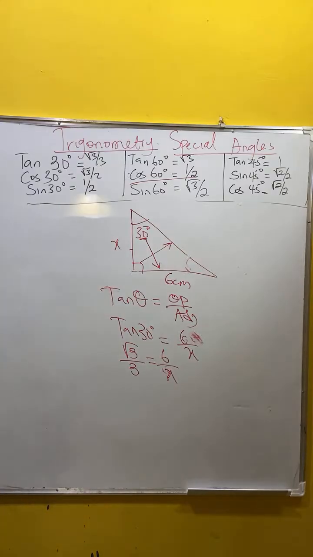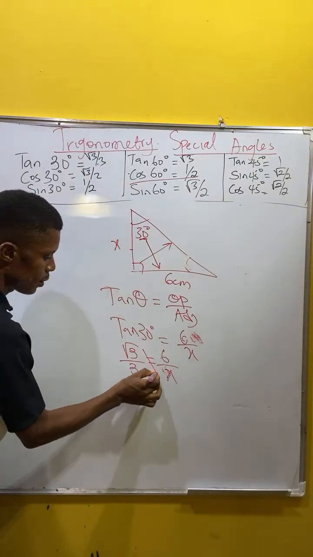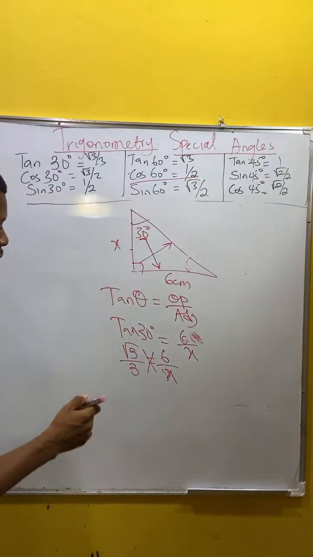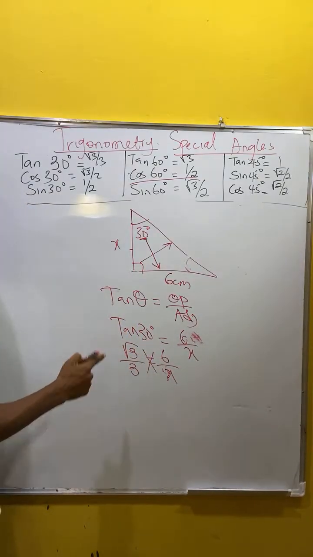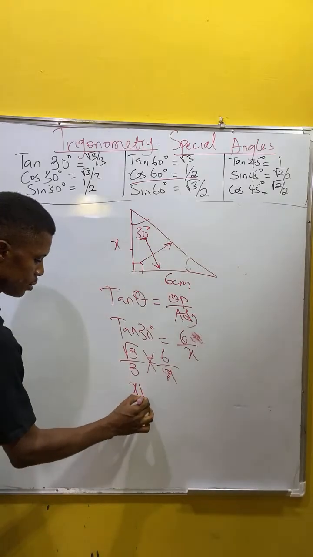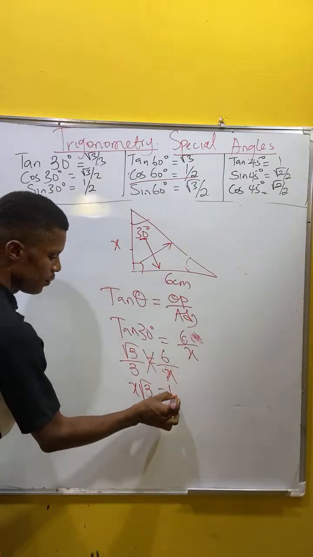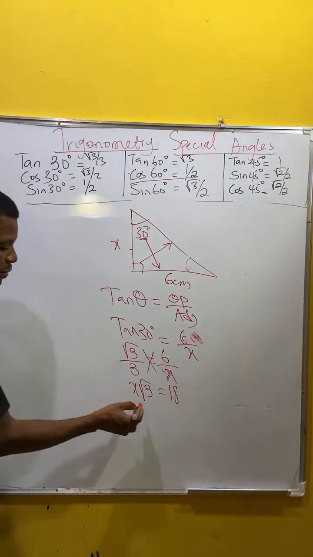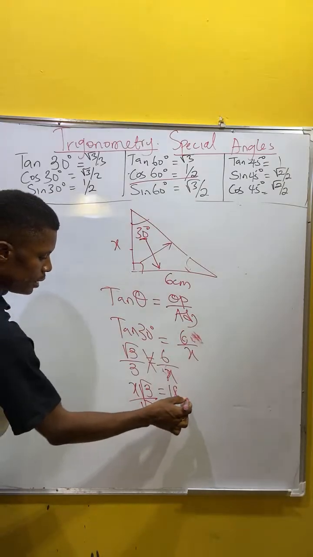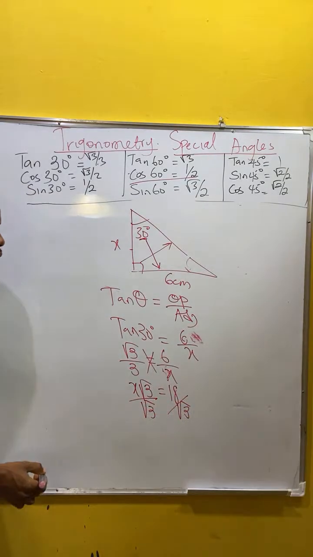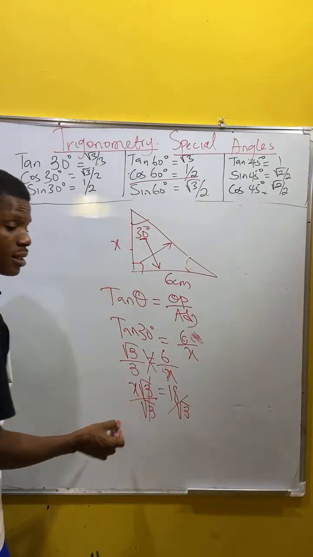The next thing we do is simplify the problem. To simplify, you first cross and multiply. If you cross and multiply, x times root 3 gives you x root 3, and that is equal to 3 times 6, which gives you 18. Divide through by root 3 on both sides. If you divide through by root 3, the root 3's cancel out.